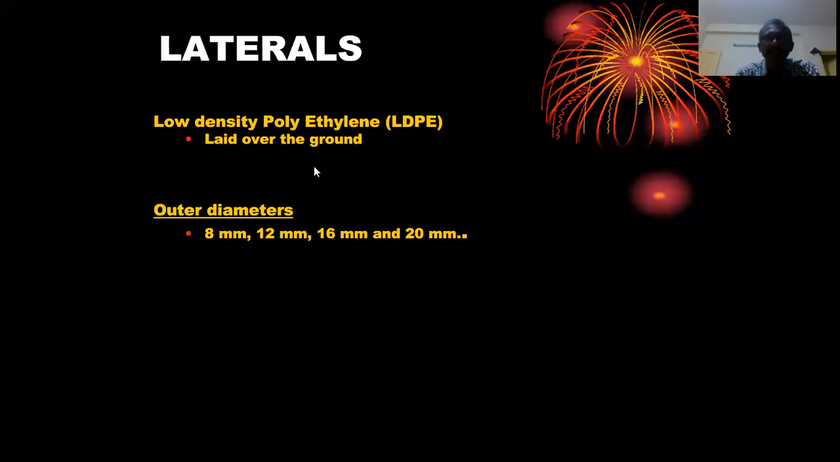Next, we will see laterals. Laterals are flexible pipes. They are made of low density polyethylene. Sometimes you will find LLDPE, which stands for linear low density polyethylene. They can be laid over ground, and they are available in outer diameters of 8 millimeter, 12 millimeter, 16 millimeter, 20 millimeter, and things like that. As far as India is concerned, 8 millimeter and 20 millimeter pipes are rarely available. But in India, only 12 millimeter and 16 millimeter pipes are available in the market.